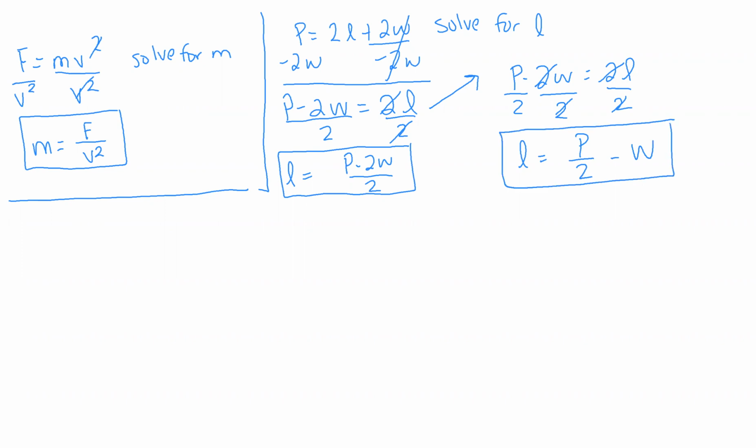Truthfully, even though these look a little bit different, they are actually the same thing, okay? So it just all depends on how simplified you want your formula. I would absolutely accept either example. The first example that I did is usually a little bit easier for people to see, but L equals P divided by 2 minus W is actually more simplified.